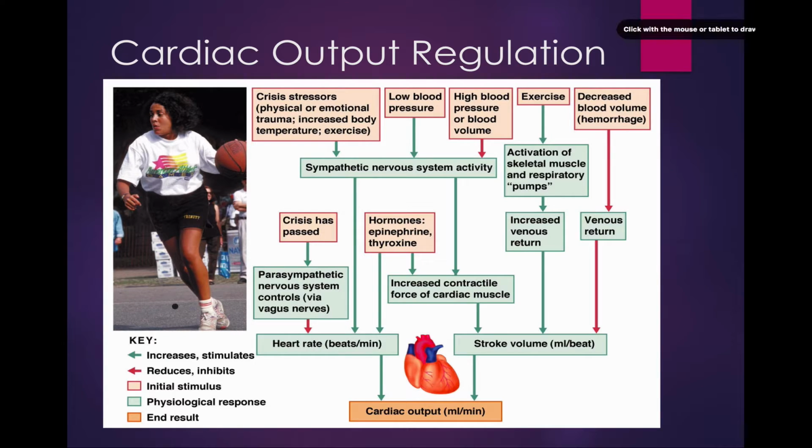I think this is a really cool diagram because it gives you an idea of what types of things are going to increase or decrease your heart rate. These are going to act as responders to each other. So if you have a crisis, your sympathetic nervous system is going to increase your beats per minute. If you have low blood pressure, your sympathetic nervous system will increase, and then it'll increase the contractile force, which will increase your stroke volume, which will increase your cardiac output.